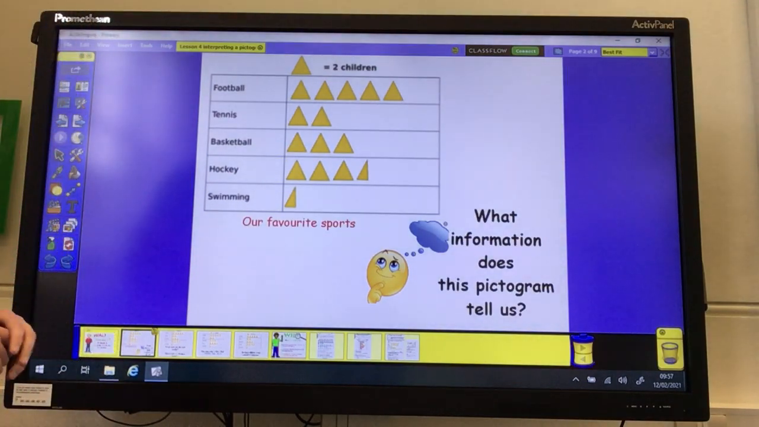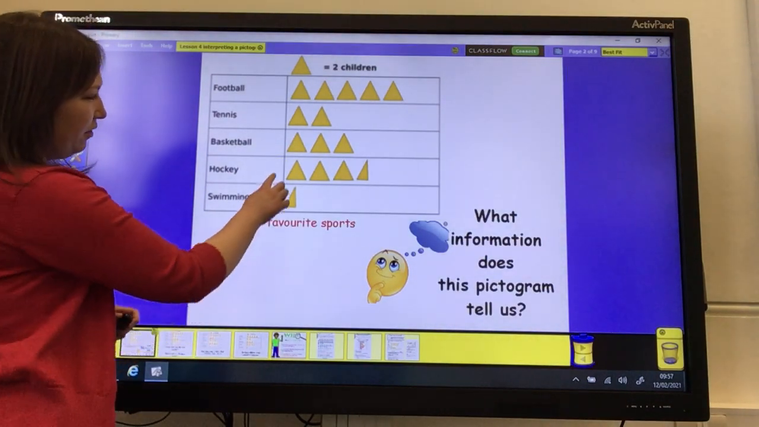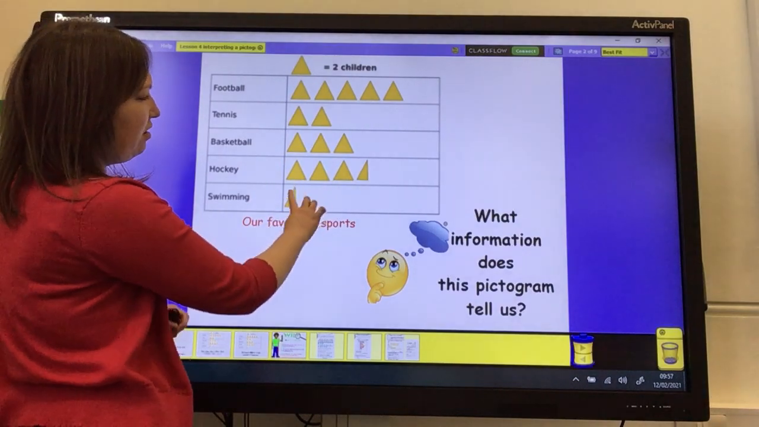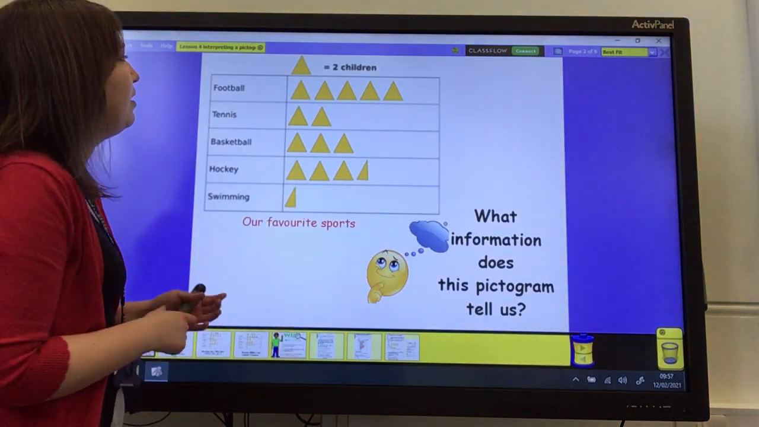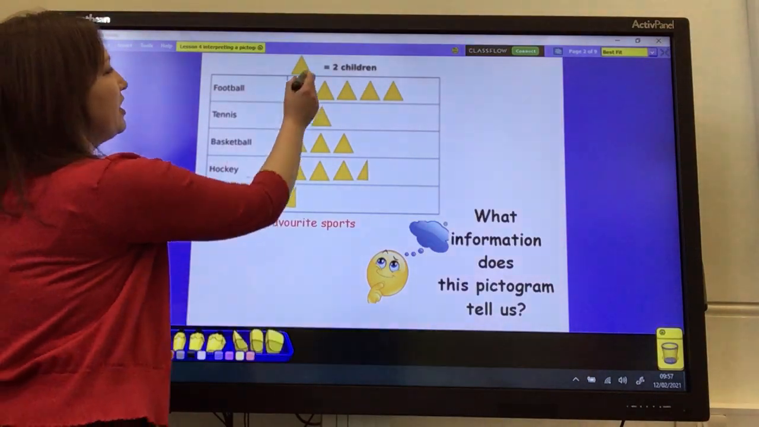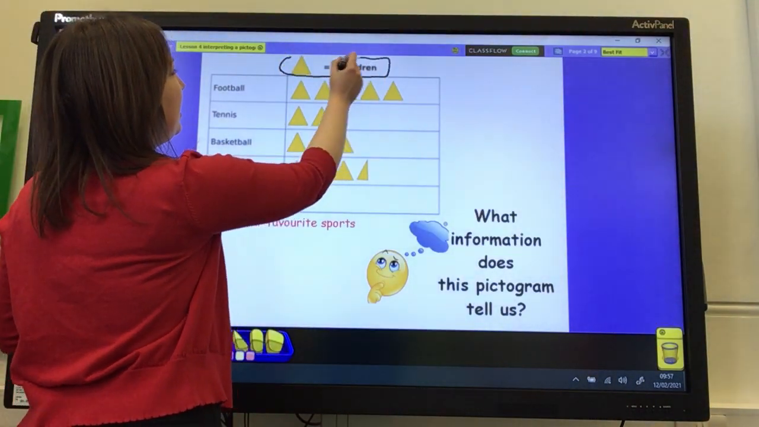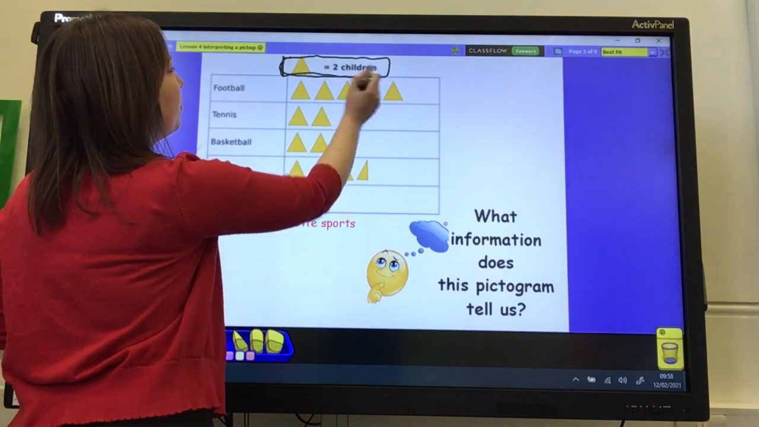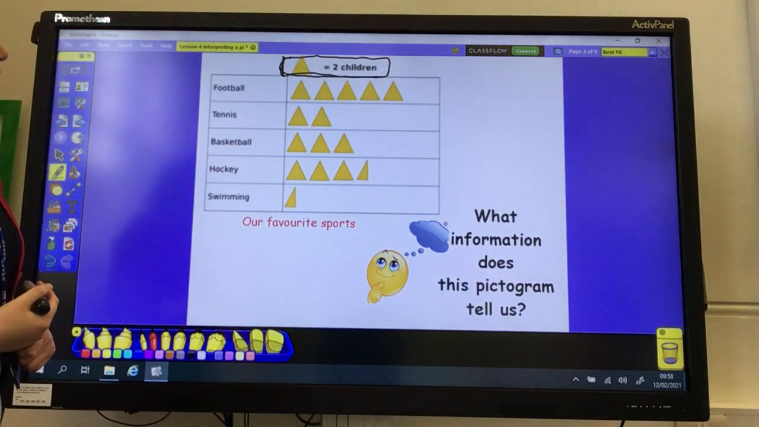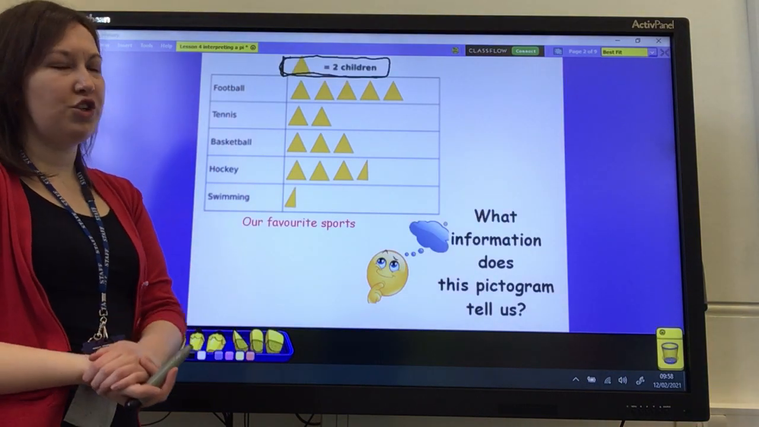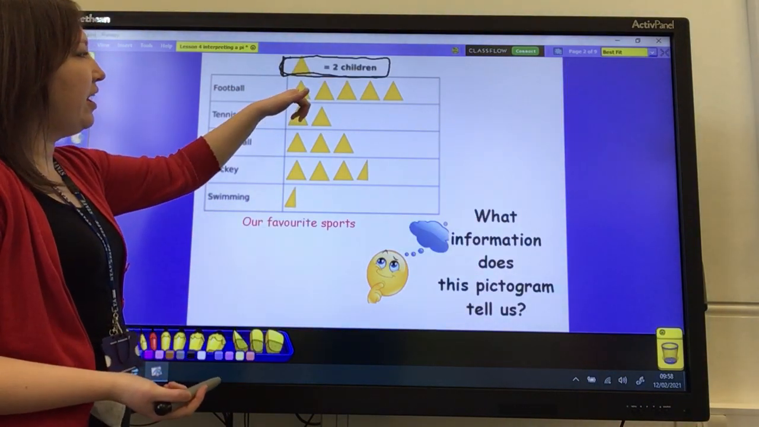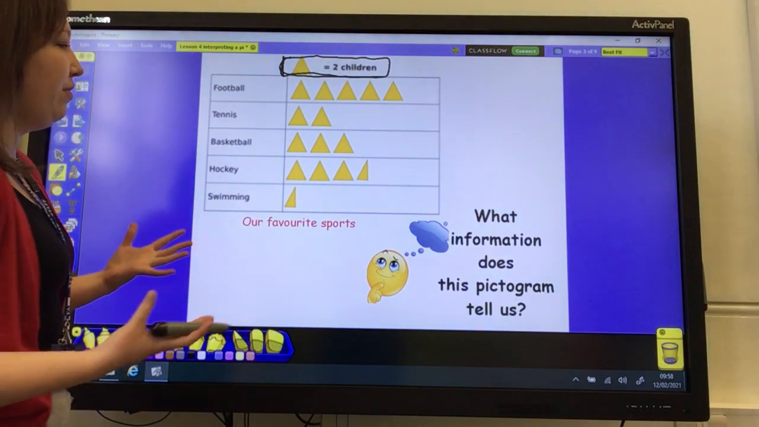But something's a little bit different. I can see that I've got triangles, but I've got these half triangles. Now, if they're people, we can't have half a person choosing something. But you might have spotted this key at the top. That says that a triangle represents two children. So this triangle here represents two. Let's count that one up.